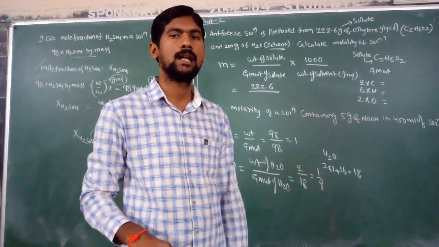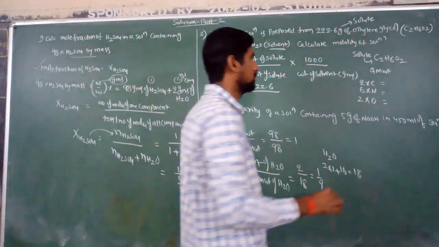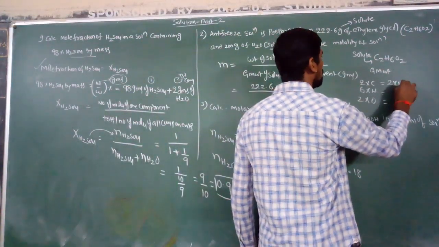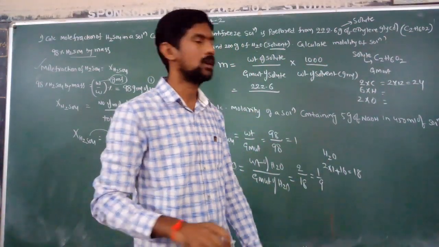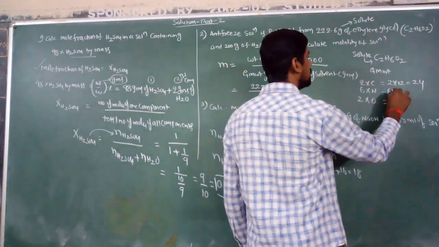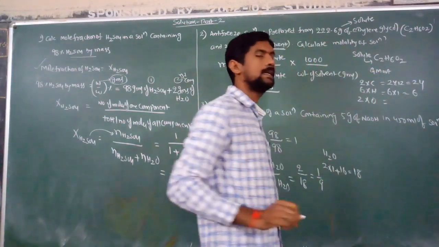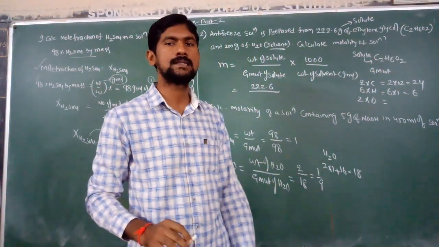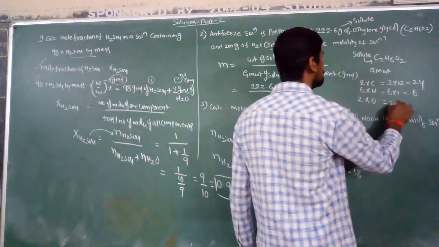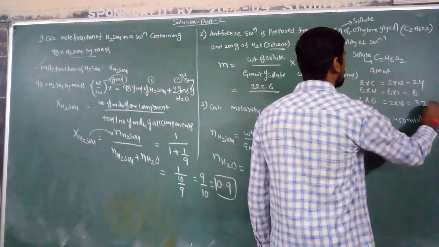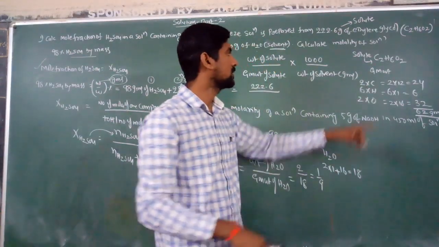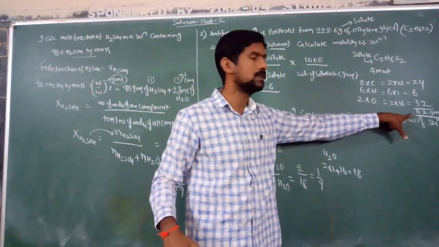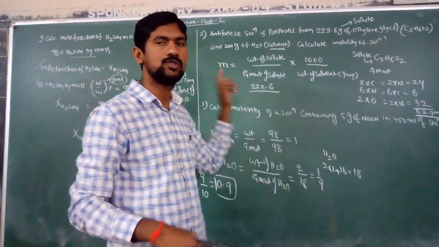Each carbon has atomic weight 12 grams, so 2 into 12 is 24. Each hydrogen has atomic weight 1 gram, so 6 into 1 is 6 grams. Each oxygen has atomic weight 16 grams, so 2 into 16 is 32. Total 62 grams. So the gram molecular weight of solute is 62 grams. Then substitute into the formula.